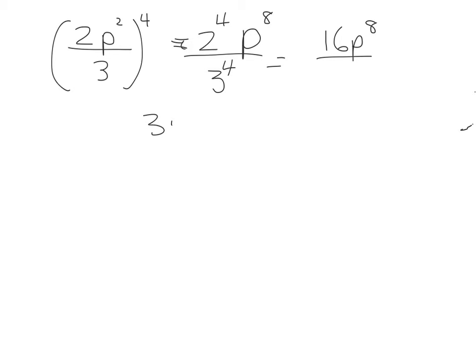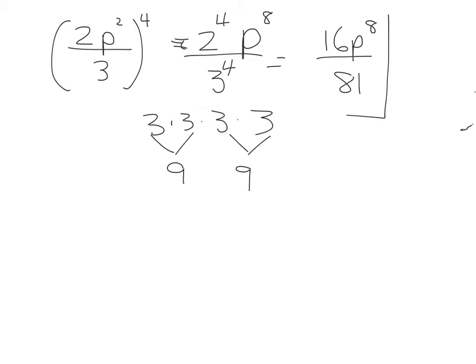Remember the good way to do that. Multiply the first 2, you get 9. Multiply the second 2, you get 9. So that's 81. Now, when I get to this answer, this one happens to be done. But if I could simplify this 16 over 81, then I would have to do that.